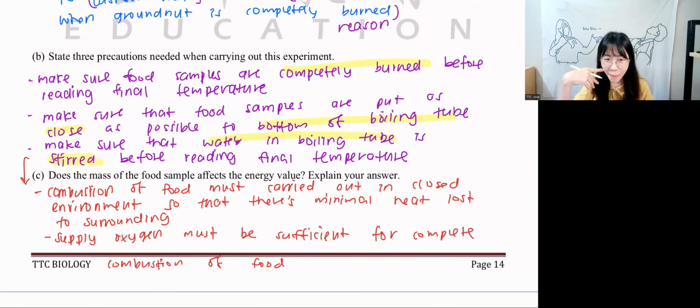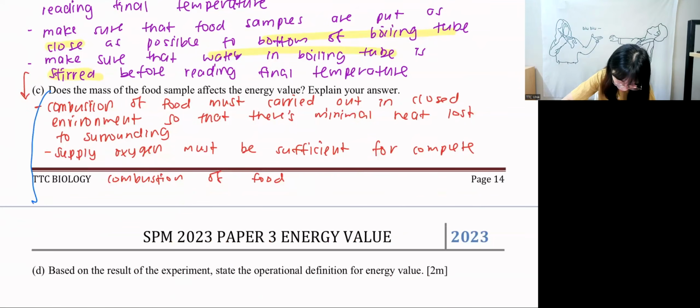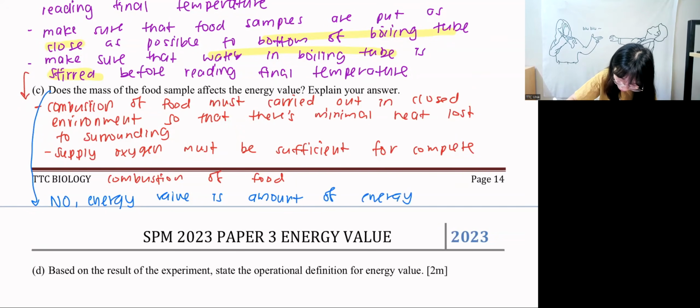Next, does the mass of the food sample affect the energy value? Explain your answer. Do you think the size of food affects the energy value? No. Why no? Because we are calculating per gram, not per food size. So to explain your answer, we have to write the answer is no. Energy value is the amount of energy produced. Release also can, produce also can.